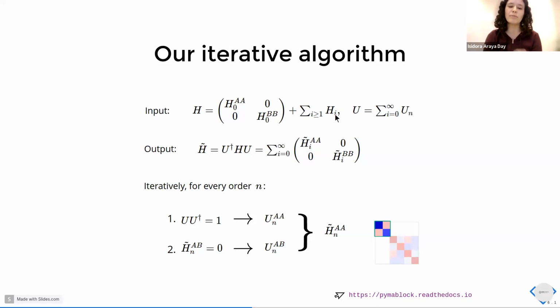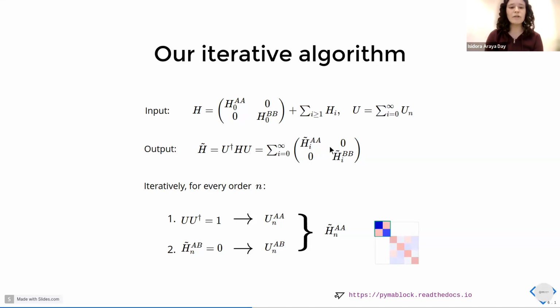So this is only one perturbation, but it has terms that are, for example, proportional to lambda. So H1 would be proportional to lambda, H2 would be proportional to lambda squared, H3 would be lambda cubed, and so on. And then there's the unitary transformation, which is also a series on lambda. And the goal is to produce an output, H tilde, that is computed as a unitary transformation on H, such that for every order of lambda, it block diagonalizes the Hamiltonian.